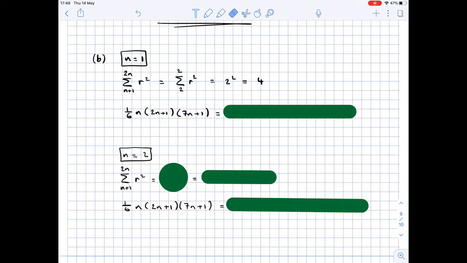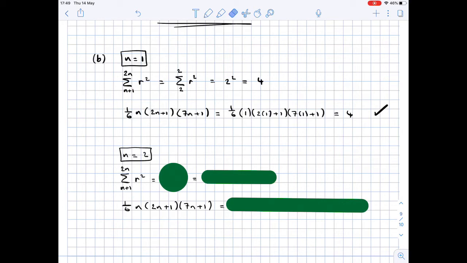Now to verify, we have to check our formula. We can see that that is a sixth n, 2n plus 1, 7n plus 1. So subbing in 1 for each of the n's gives us the following. Here you can see a sixth times 1, with 1 filled in for each of the n values. Calculating that gives us a total of 4. So therefore, that is verified.